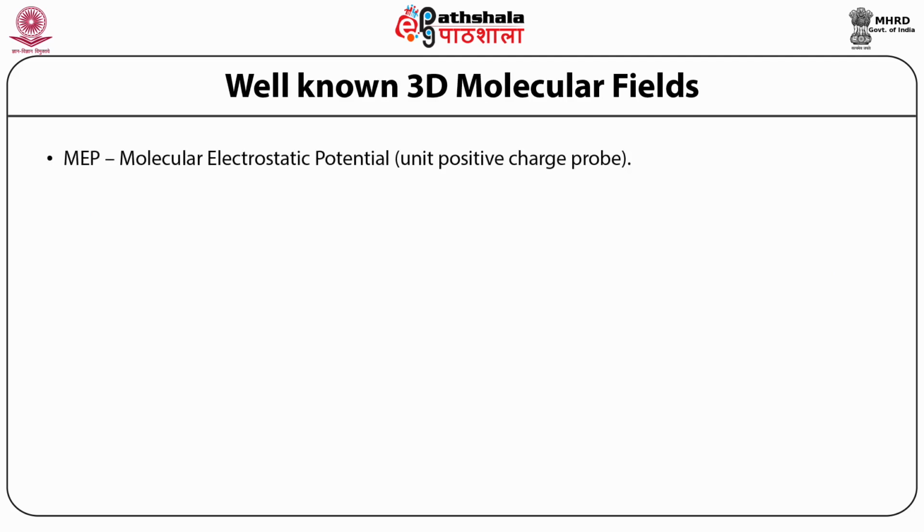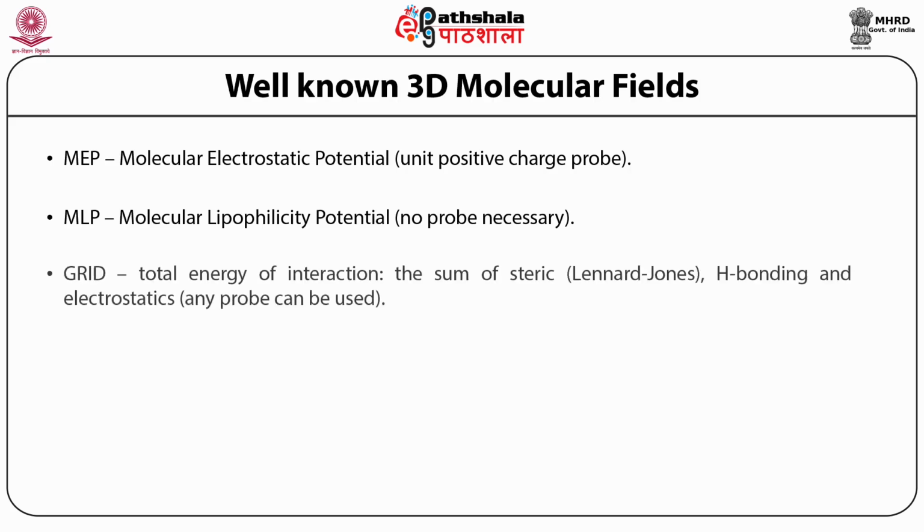I will describe to you what the well-known molecular fields in 3D are. One is molecular electrostatic potential, which uses a unit positive charge probe and finds the energies for every point on the chemical surface with a grid. Another method is molecular lipophilic potential. There is no probe necessary. This is actually a volume representation, so that can also be converted into a 3D molecular field. Of course, there is also GRID, where the program includes steric, hydrogen bonding, electrostatics, everything if necessary. Hence, most preferably, one uses GRID potentials for all these calculations.